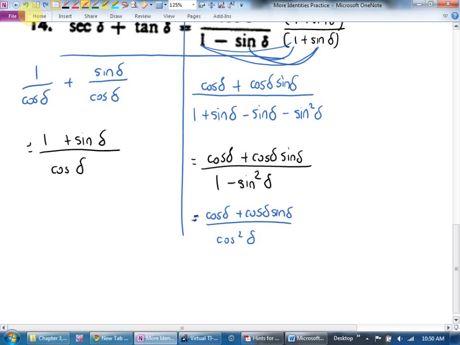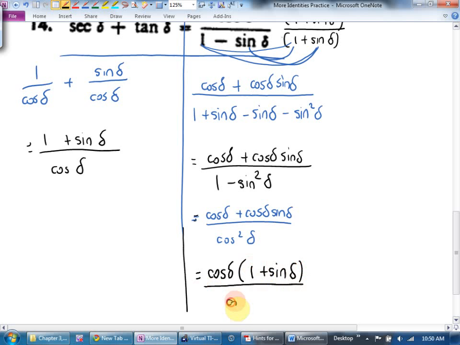And the top does factor. What's the first thing that you always, always, always look for? GCF, pick your pencils up. We can rewrite this as, factor out a cosine, and I get 1 plus sine delta. By the way, what do I have on the top on the left-hand side? What did I just end up with all by itself in a bracket? See, this is how I also know I'm on the right track. But if you cancel this cosine, you cannot possibly make it work.